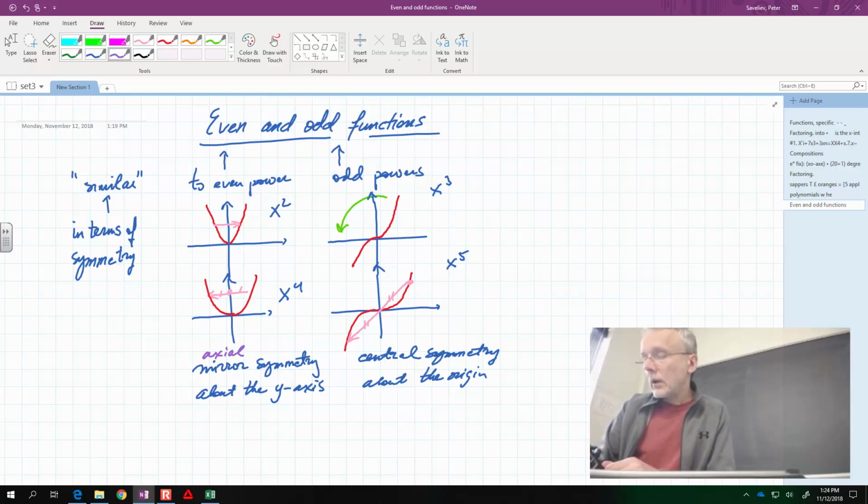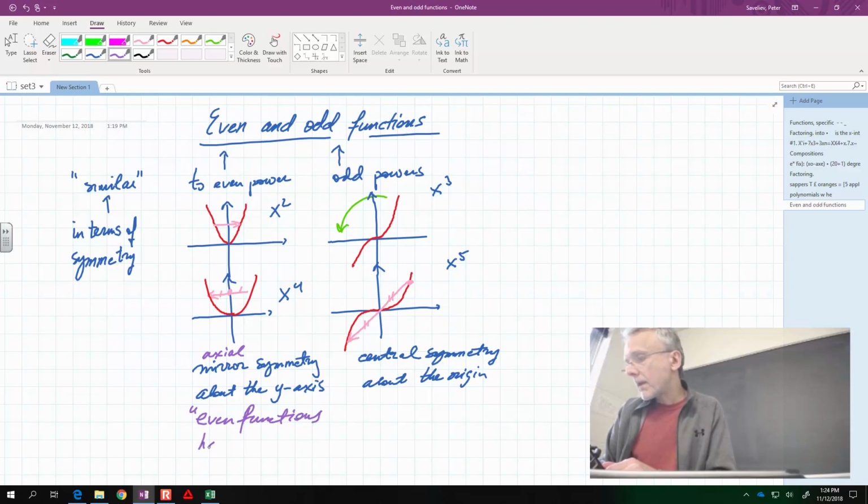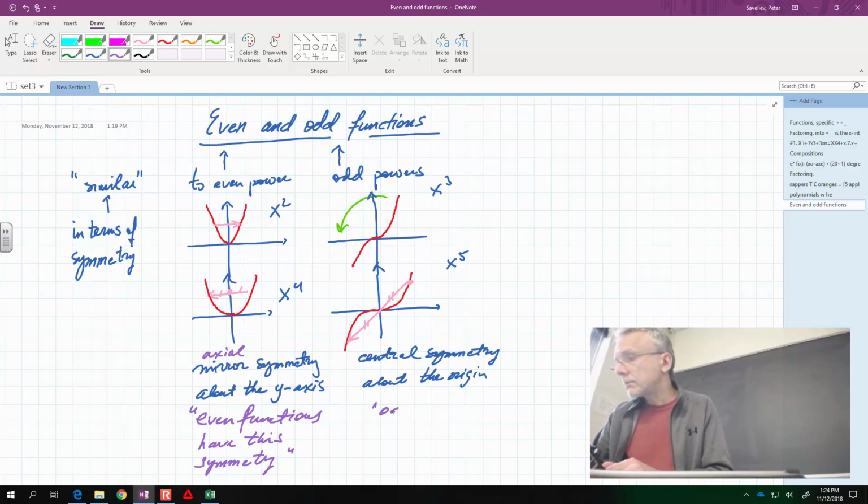So even functions have this symmetry. And odd functions have this symmetry. We still haven't defined that, but we'll do it in a minute. Odd functions have this symmetry.